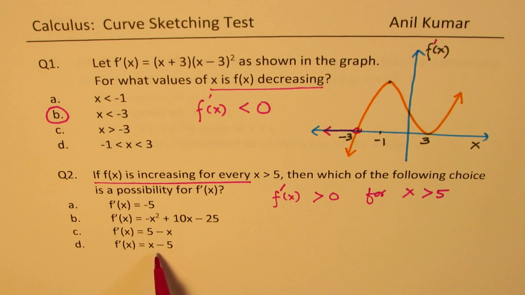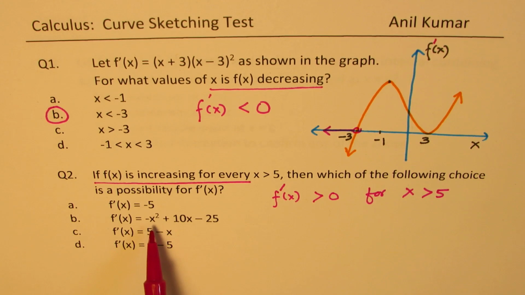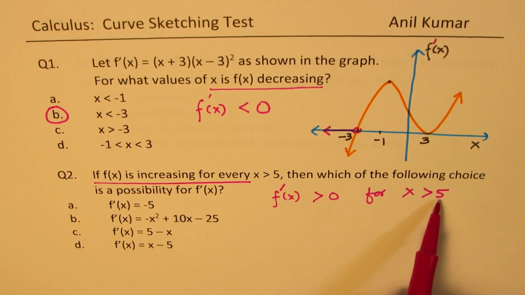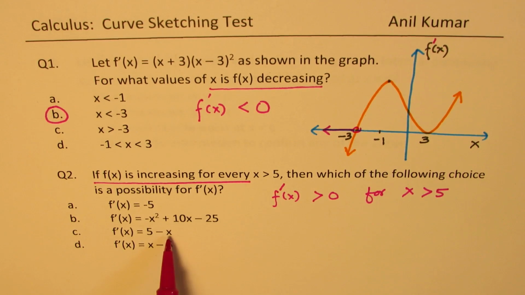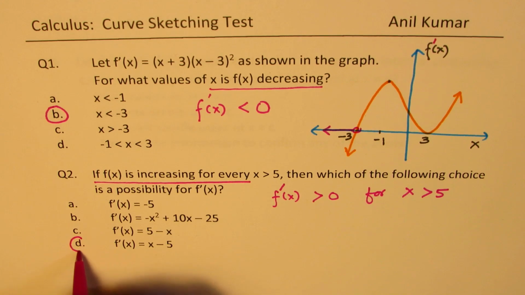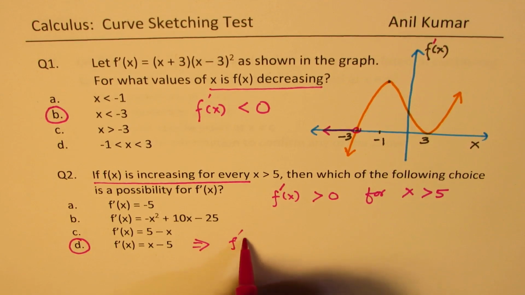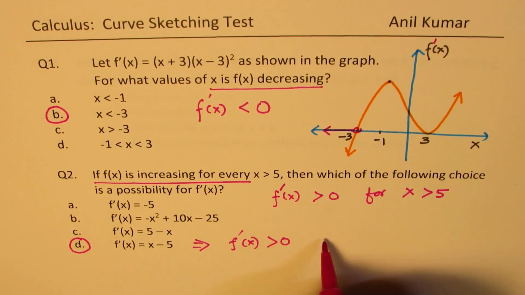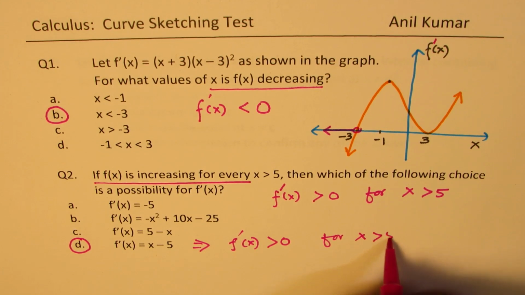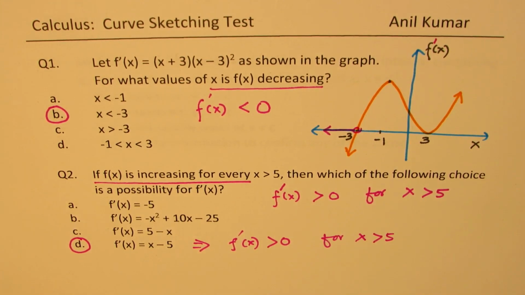Amongst the given equations, where is the derivative positive? Now here it is negative 5, which is wrong, and this is a parabola with a negative coefficient, so it will be negative in some interval. Here again, for x greater than 5, this value is going to be negative, right? However, for this option, for x greater than 5, the derivative will be positive. Therefore, that is the answer, because this will lead to the derivative being greater than 0 for x greater than 5. Does it make sense to you? That is how we are selecting option D. So I hope this is absolutely clear.